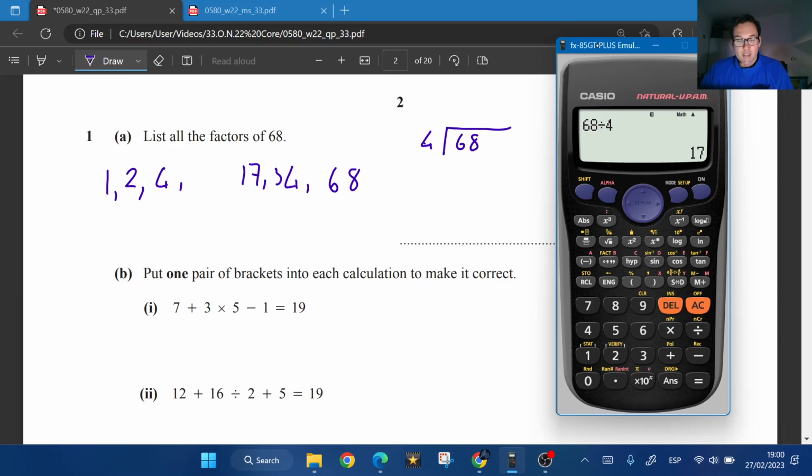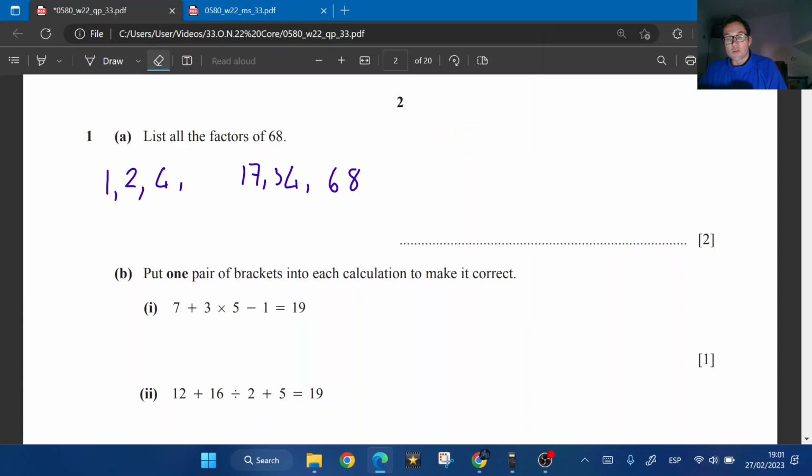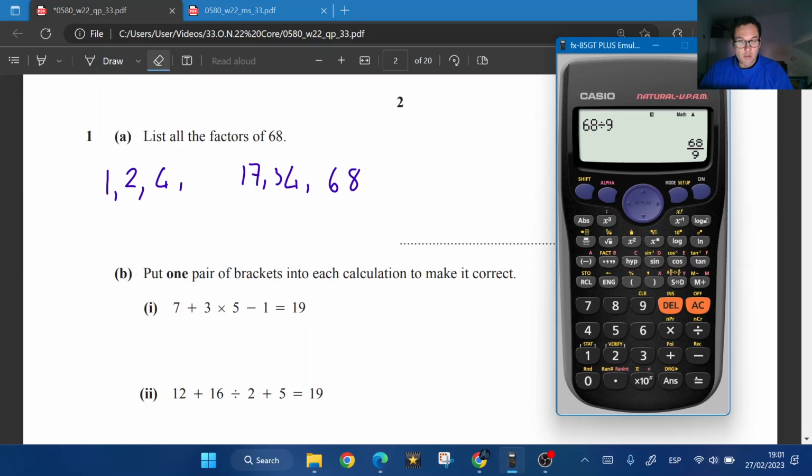6, no, because 6 times 11 is 66. 7, 68 divided by 7, no. 8, 68 divided by 8, no, because 64, that's not going to work. 9, no, you can't divide 68 by 9, of course not. 10, no, because it's not a multiple of 10. 11, no, because 11 times 6 is 66, 11 times 7 is 77. 12, 68 divided by 12, no, because 12 times 5 is 60.